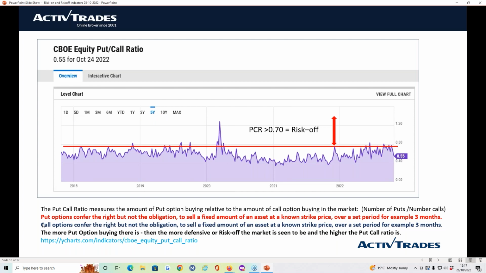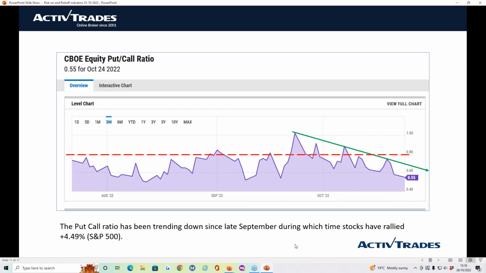Now, again, this is an indicator that you can pay to receive, but it is available for free if you know where to look. So in this instance, I've taken this chart from ycharts.com, and at the bottom of the screen here, you'll see the link to that: ycharts.com/indicators/CBOE_equity_put_call_ratio. So again, a free indicator, but one that can prove very useful. Now let's look at that chart in a shorter time frame.